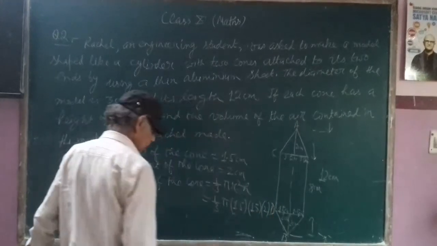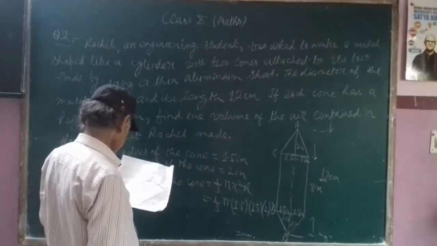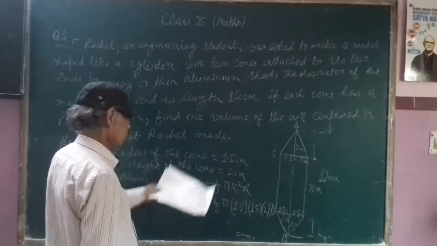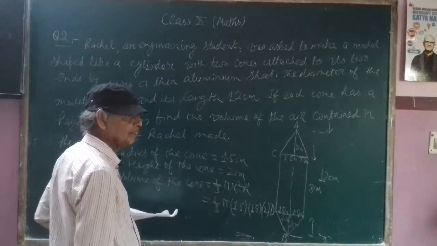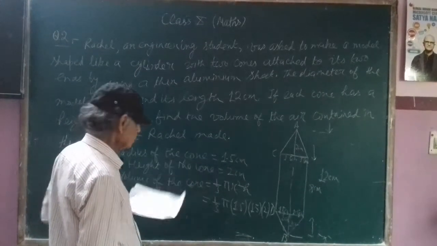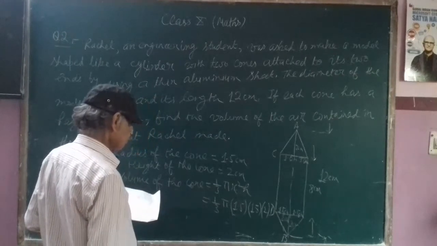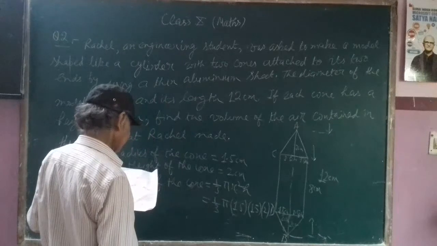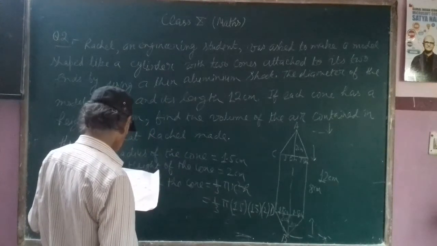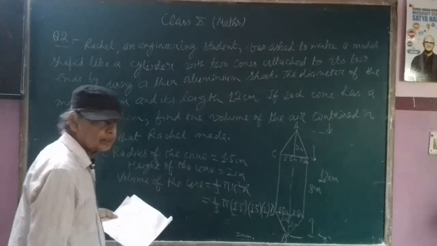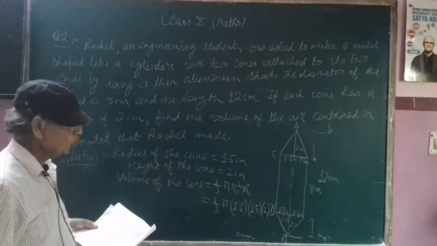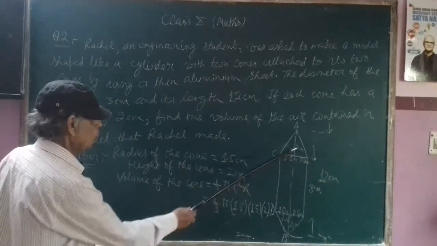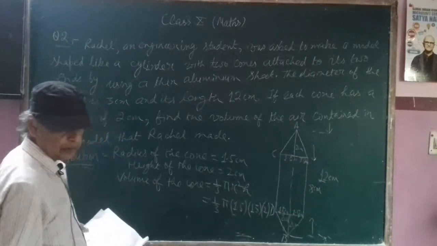But you need not do it. So you need not proceed or calculate it, or you can say simplify it. Just put it like this: 1/3 into 1.5 into 1.5 into 2. But here there is not one cone, there are two cones, one at the top and one at the bottom.